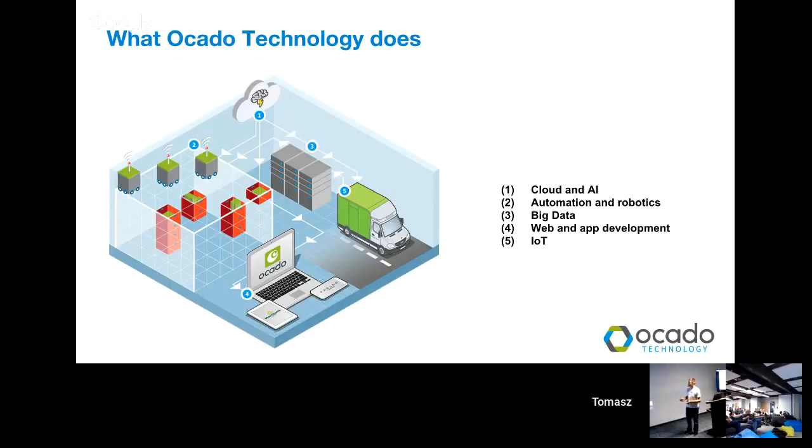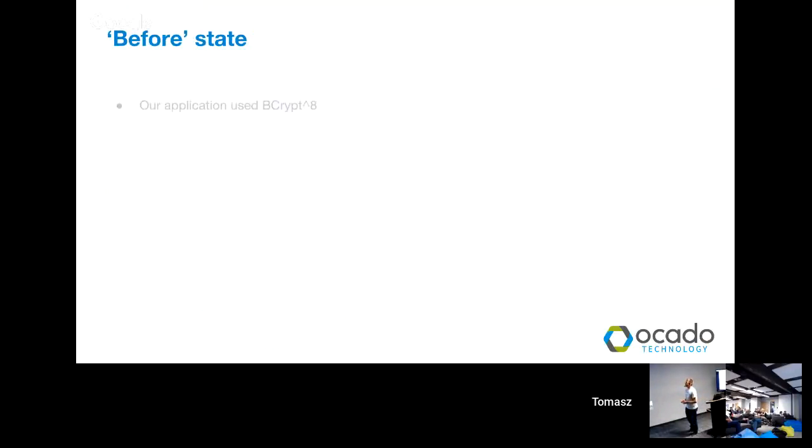We also have other stuff. We also have automation, we have warehouses, we have routing, but we'll focus on the website and the customer passwords. Okay, what we dealt with in the beginning.